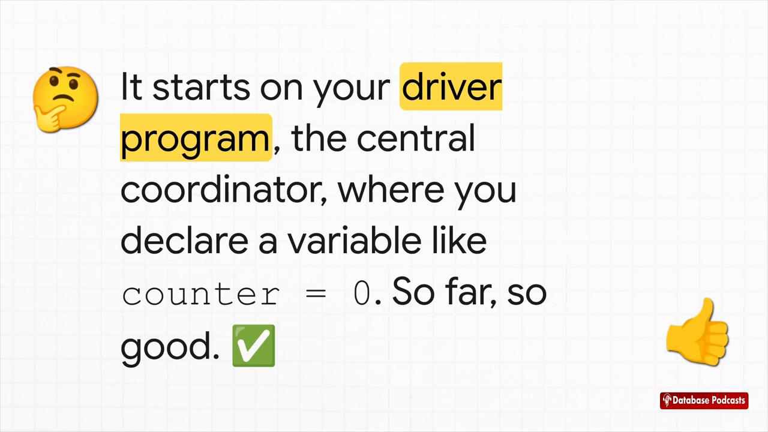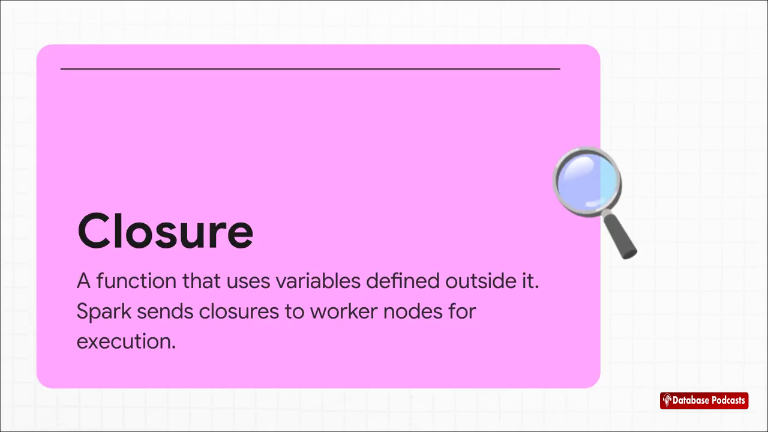So it all starts out perfectly normal, right? On your driver program, which is kind of the main brain of your operation, you just declare a variable. Counter equals 0. Simple enough. So far, so good. Now here's where things get interesting. When you ask Spark to do something across all your data, like a map operation, it can't just magically run your code everywhere. It has to package up your instructions and any variables that code needs into a neat little bundle. That bundle is called a closure. Think of it like a self-contained work package, all ready to be shipped out to the worker nodes.